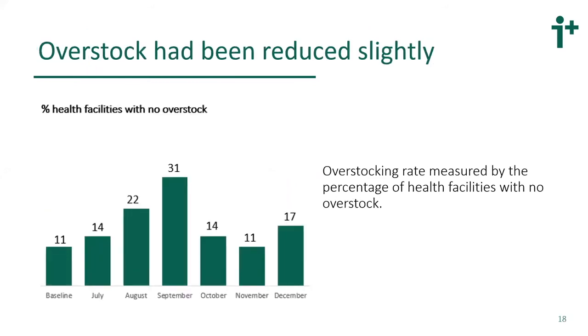The overstock has reduced slightly. We wanted to put it here because it's also a good lesson learned for us. We came to know, for example, that the female condom is in really low consumption, and because of that low consumption we had overstock. That informed the decision to change strategy in demand creation for that specific product.